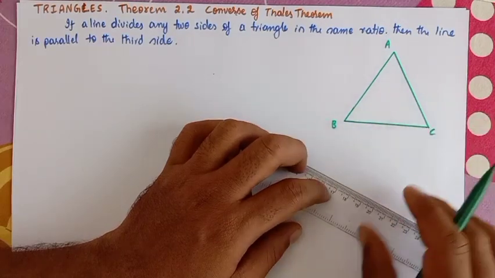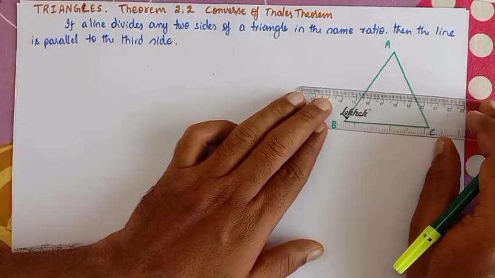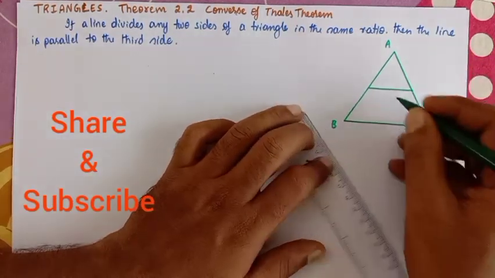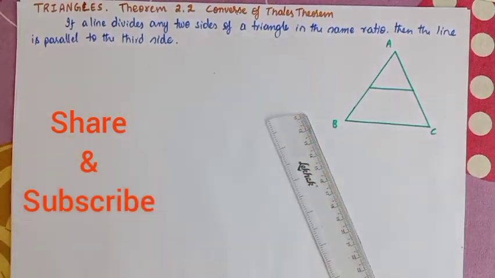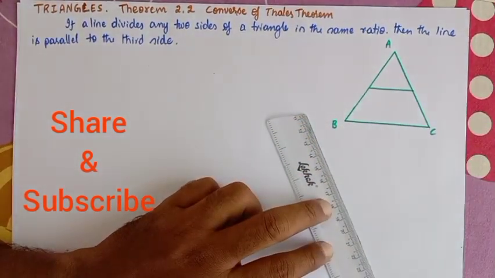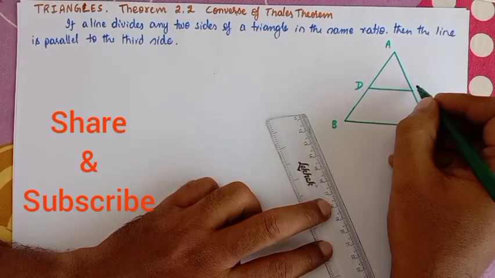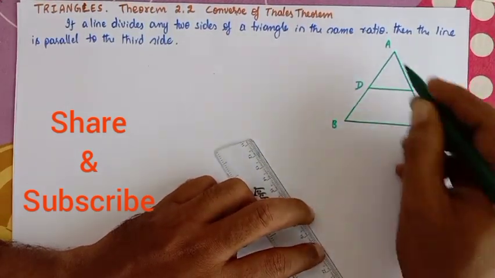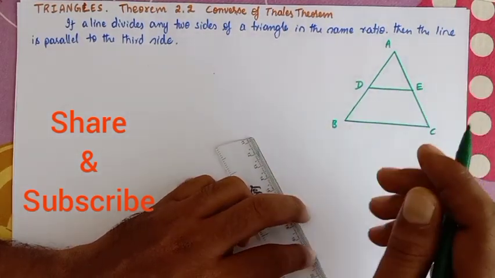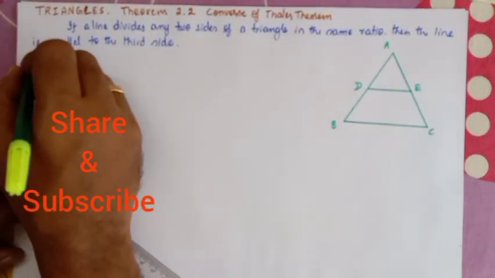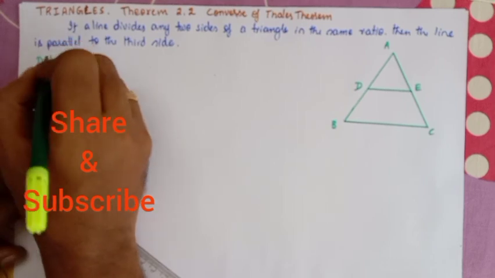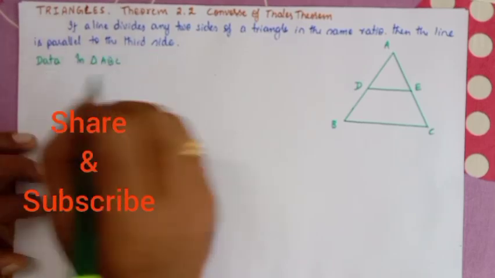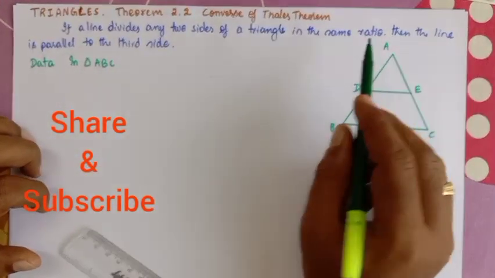Conventionally we will draw a line here, but I am not sure that this line is parallel. We are not confirmed about that, but it is a line which divides the sides, and let me name it DE. This line divides the sides AB and AC in the same proportion. So what is the data here? Let me write the data in triangle ABC. We are sure that the same ratio has been given.